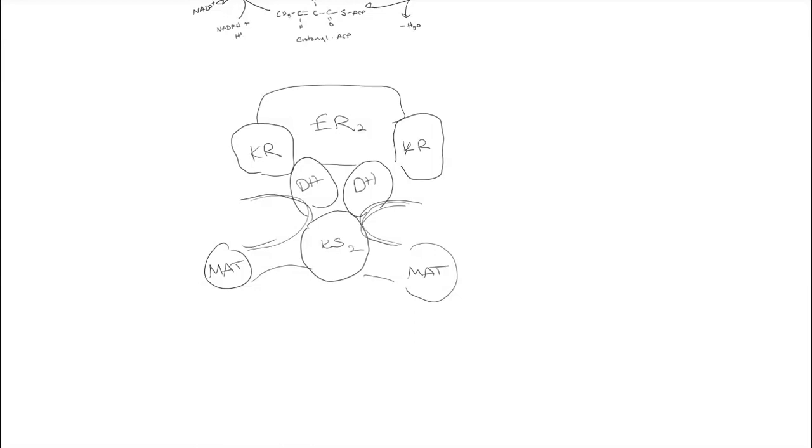We have two equivalents of our KS here, lumped together. And this means that substrates can enter the reaction chambers and be passed from the MAT to ACP, to KS, to KR, to DH, and to ER, and then eject the palmitate and repeat. So we have megasynthases of these assembled, which allow for the rapid and efficient synthesis of palmitic acid.